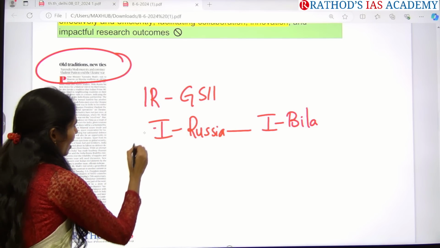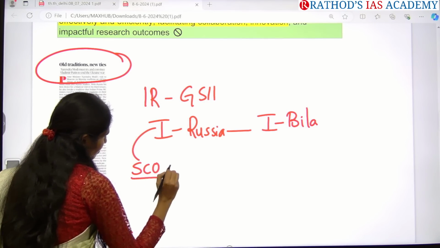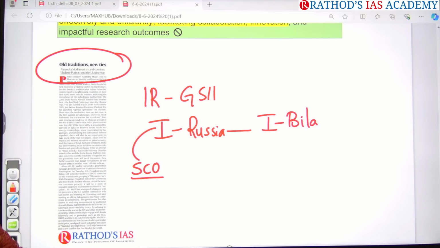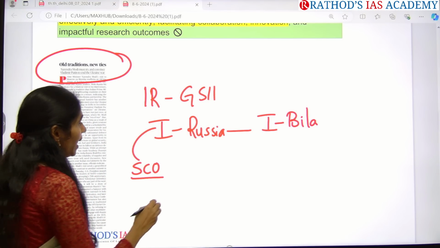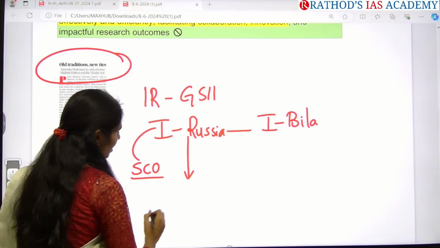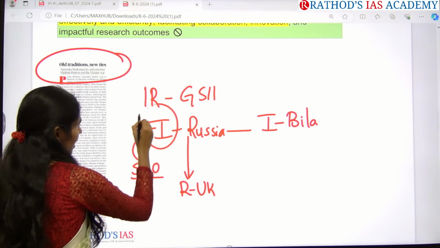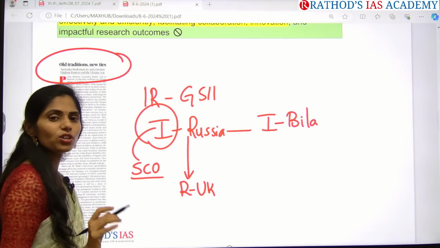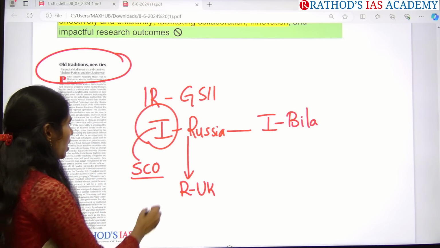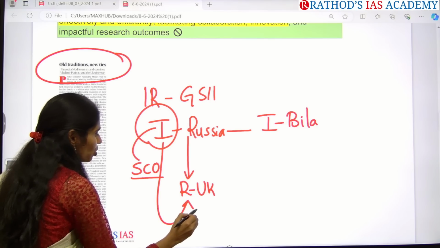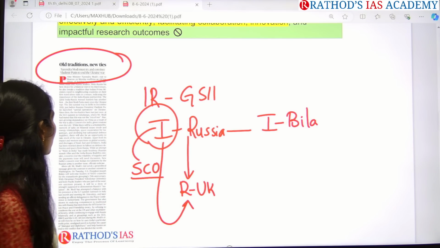Okay, so here you have to see about the recent SCO summit, what happened, what the highlights are, and who the members of SCO are. Now this article is saying that yes, the Russia-Ukraine crisis is going on, so India can take leverage because India is a friend of Russia and can ask Russia to stop this war. So this is the thing which is mainly said.